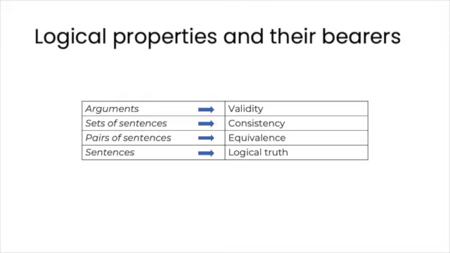Hello. In this video, we'll continue our exploration of logical properties in sentential logic with a discussion of logical truth. Remember that in a previous lecture, we identified a series of properties that apply to different kinds of things. As we learned, validity and invalidity are features of arguments. And in our previous video, we saw that equivalence applies to pairs of sentences. Now we are going to focus on individual sentences and on the corresponding property of logical truth.